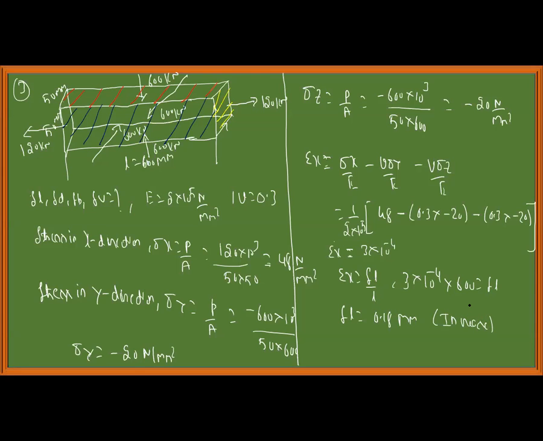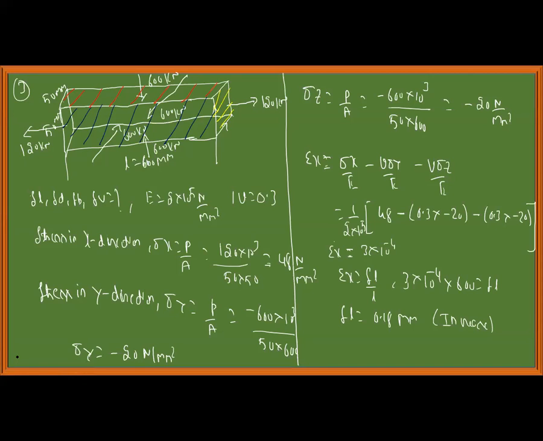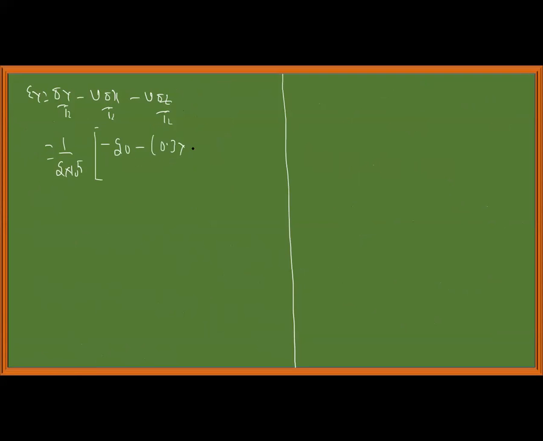Next, we'll go for epsilon y, which is given by sigma y by E minus nu times sigma x by E minus nu times sigma z by E. Sigma y, I'll take 1 by 2 into 10 power 5 into sigma y, it's minus 20, minus 0.3 into sigma x, which is 48, minus 0.3 into sigma z, which is minus 20. Tell me what is epsilon y.